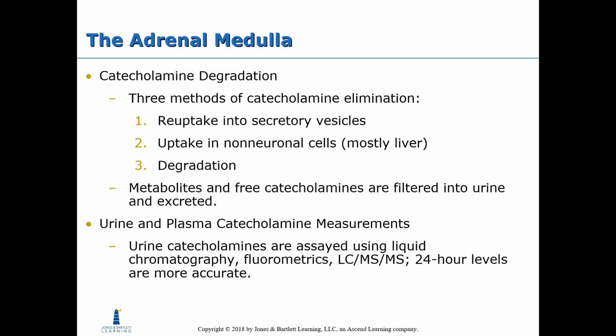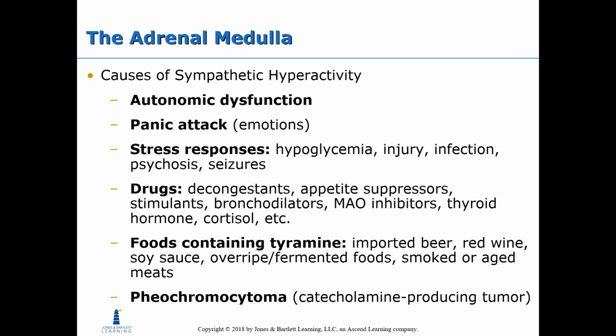Urine and plasma catecholamine measurements. Urine catecholamines are assayed using liquid chromatography and fluorometrics, and 24-hour levels are more accurate. Causes of sympathetic hyperactivity: autonomic dysfunction, panic attack, stress responses, drugs, food containing tyramine, and pheochromocytoma. It's a catecholamine producing tumor.